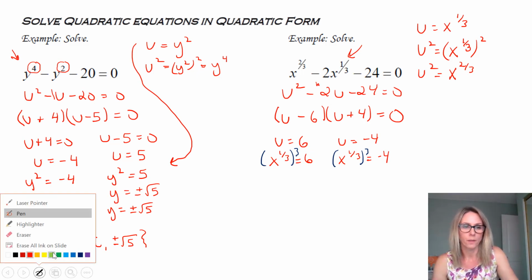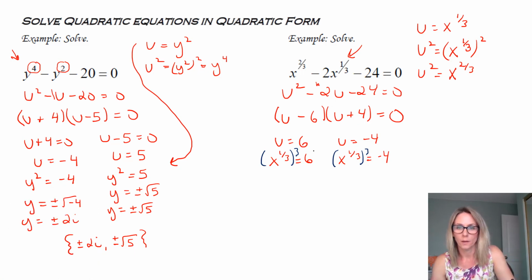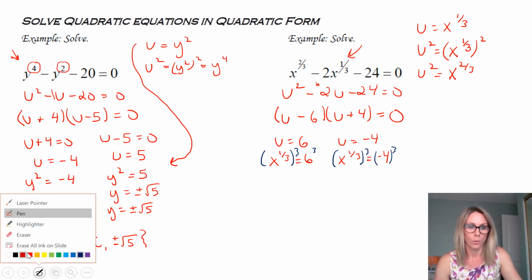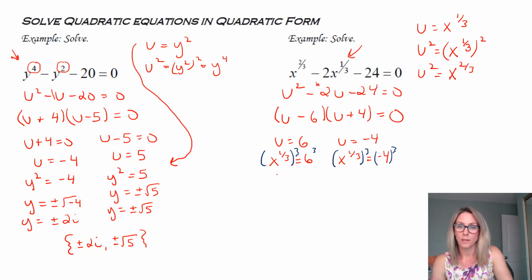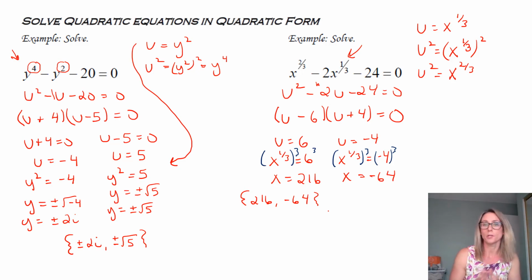All right, so cubing both sides. Need to do that because we have equations there. And so that's going to give us x. And then 6 cubed is 216, I believe. Let me just double check. Yes, it is. And negative 4 times negative 4 times negative 4 is negative 64. Okay, so here are two solutions to this. We've got 216 and negative 64, solved by rewriting this in a quadratic way.